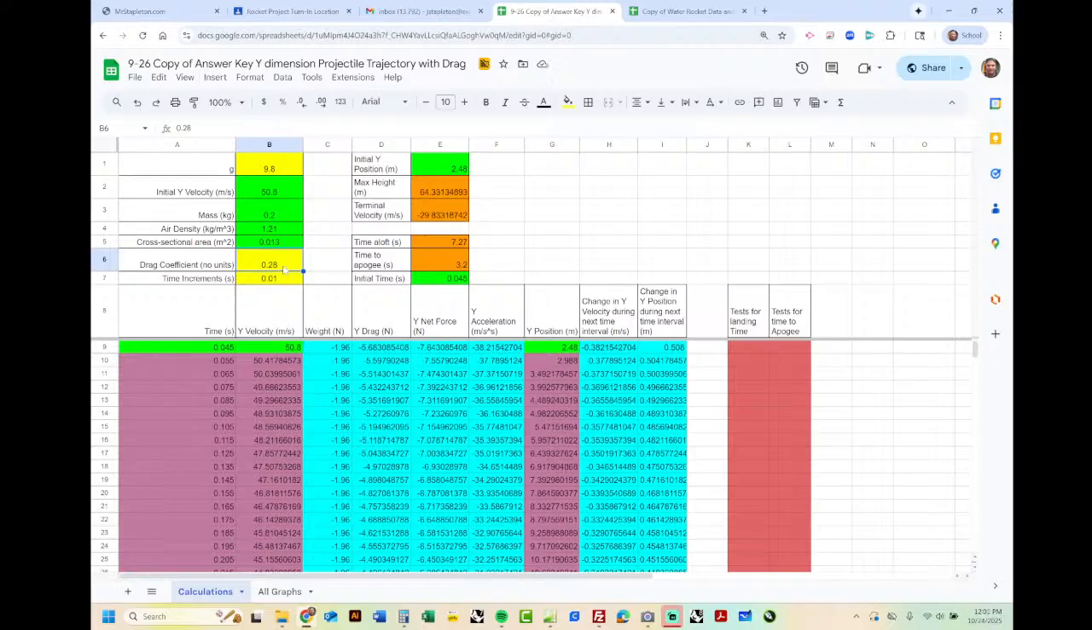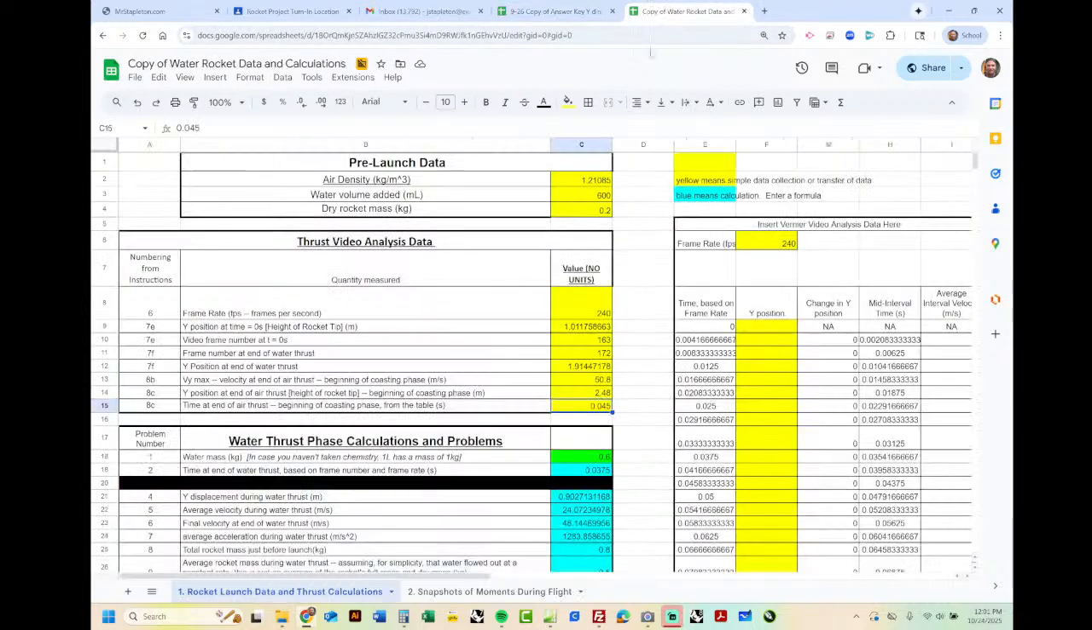Now, I don't really care how you did that, as long as you have a drag coefficient and you have a reasonable time to apogee. Doesn't really matter. You can fudge the data however you need it, but you're going to be turning this in. So as long as you have realistic numbers and as long as these numbers match your other numbers, we're all good. So back to what I was working on.